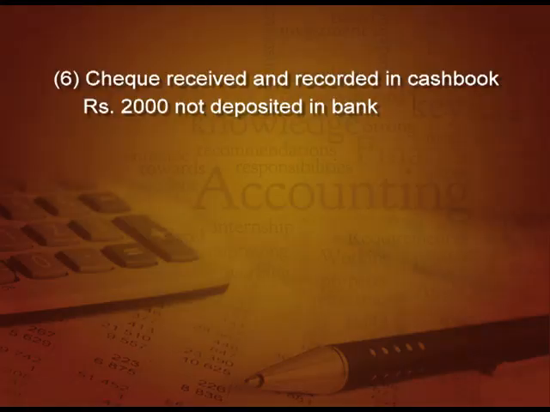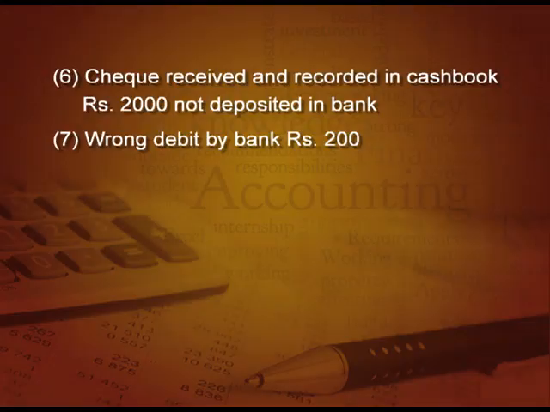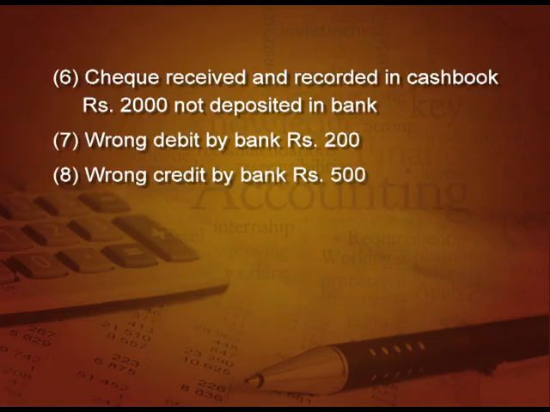Sometimes we say to the bank, please pay insurance premium on this date, and we generally forget, but the bank pays. Next entry, check received and recorded in the cash book 2,000 but not deposited in the bank. Next entry number 7 is wrong debit by the bank 200, and the last entry we can take wrong credit by the bank 500. Let us begin the solution point by point.